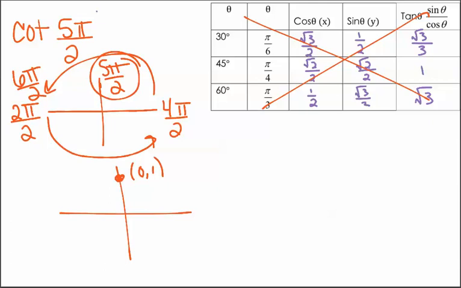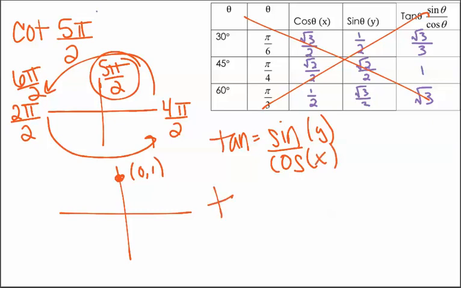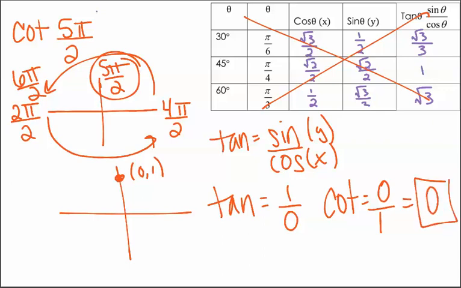So now what we have to do is we have a cotangent. Well, we don't have cotangent in our ordered pair. We only have sine and cosine. So what you need to remember is that tangent is equal to sine divided by cosine, and sine is y, and cosine is x. So we can go ahead and find that tangent is equal to 1 divided by 0. Well, if tangent is 1 divided by 0, then that means cotangent is the reciprocal, or 0 divided by 1. We never leave our answer like that because that's weird. So your answer, 0 divided by 1, is 0.